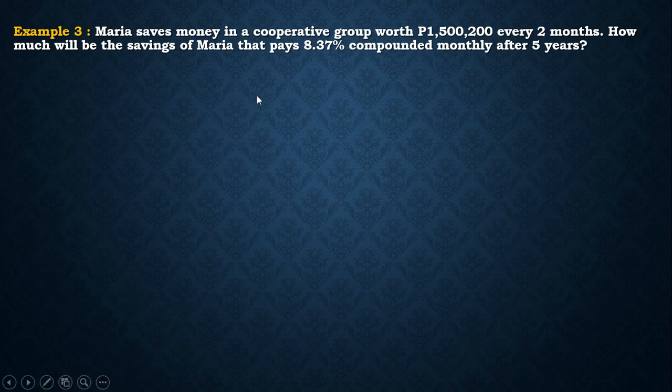Maria saves money in a cooperative group worth 1,500,200 every 2 months. How much will be the savings of Maria that pays 8.37% compounded monthly after 5 years? So nag-save daw si Maria ng pera niya na nagkakalagang 1,500,200 every 2 months sa bangko, na kung saan may interest rate na 8.37% and compounded monthly. Gusto niyang malaman ang kanyang kaperahan after 5 years.